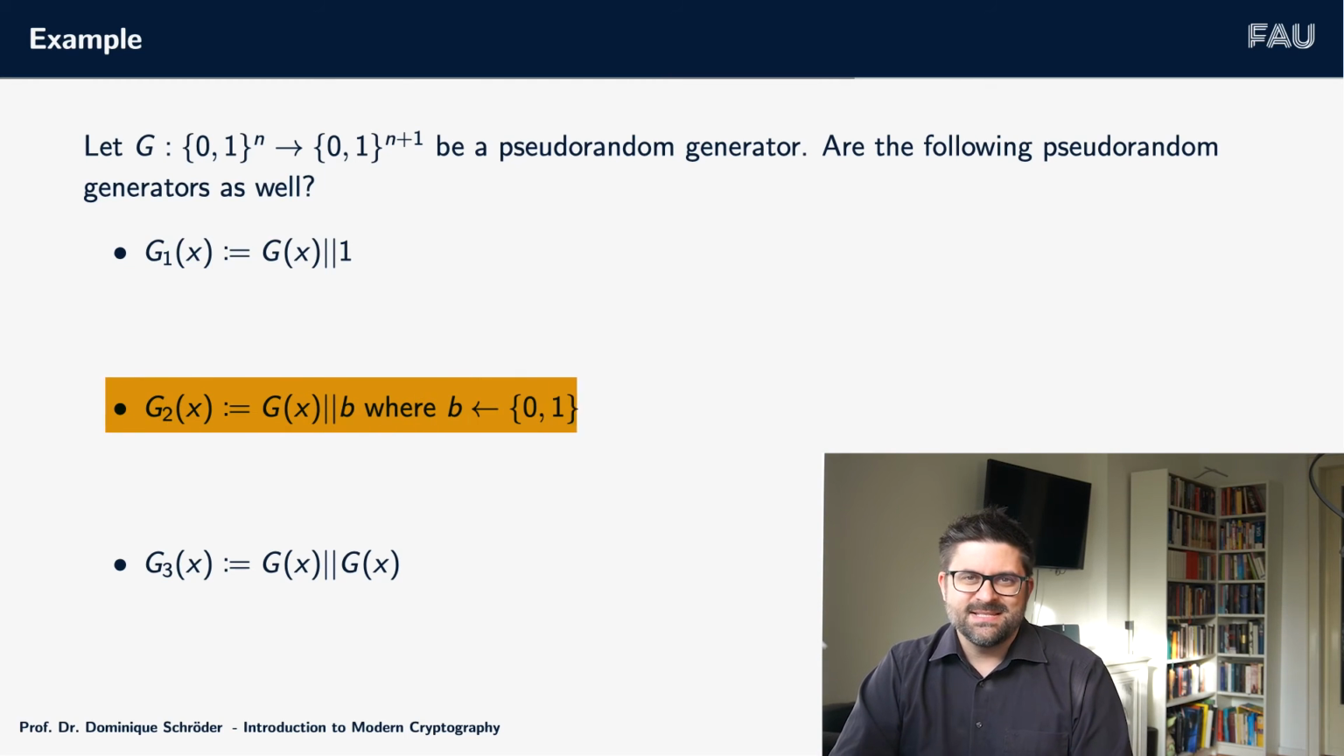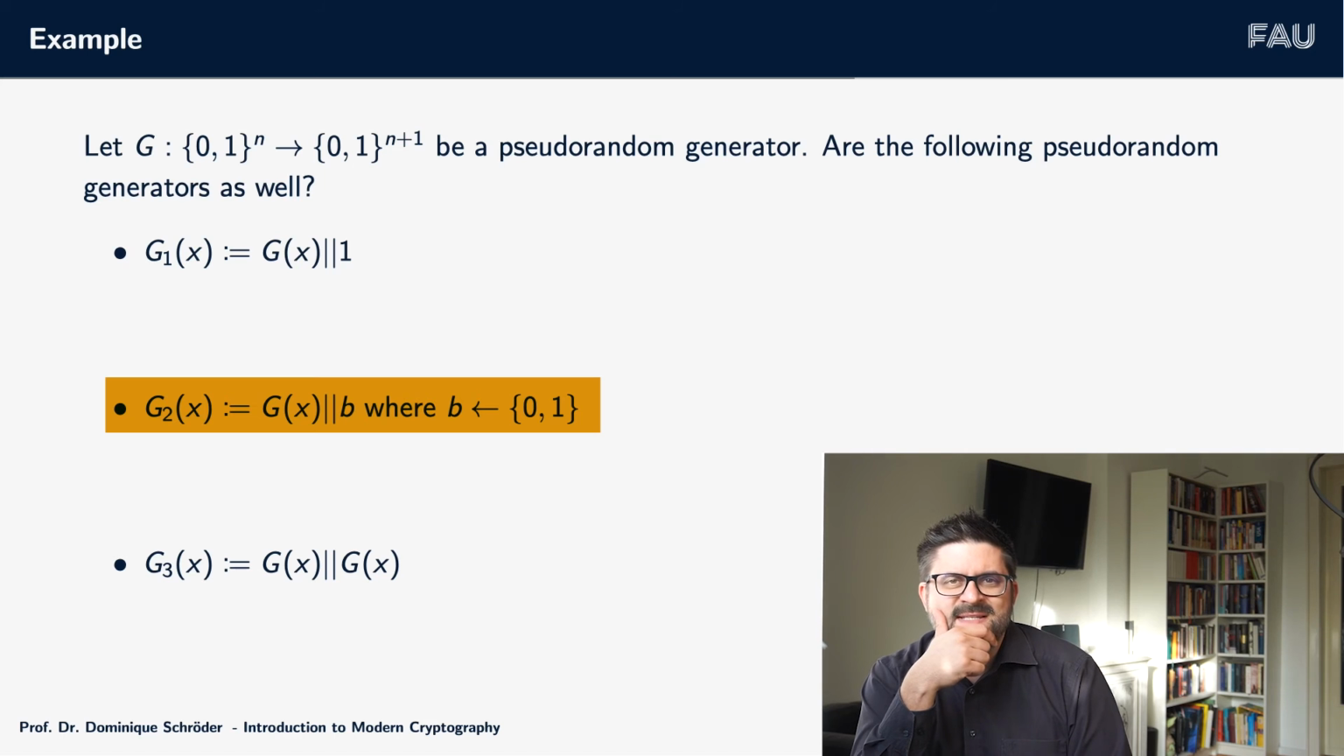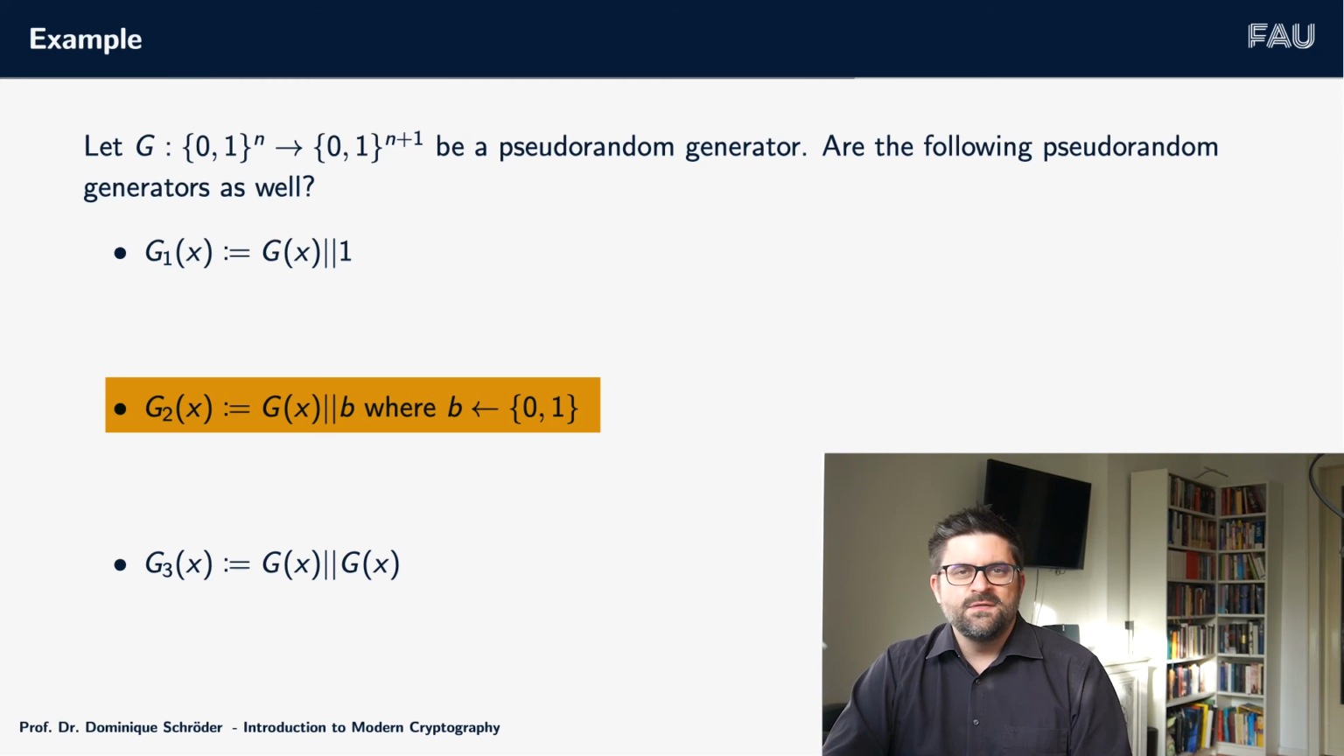So what about the second example? Intuitively, the second example tries to fix the bug from the first example by saying, okay, I cannot fix the bit B, so let's simply choose this bit B uniformly at random. So is this a PAG? Yes or no? The answer is no, it is not a PAG. And why? Well, because a PAG is a deterministic algorithm, there's no randomness involved, and therefore you cannot sample any random bit at this point. Therefore, this construction simply does not satisfy the properties of the PAG.